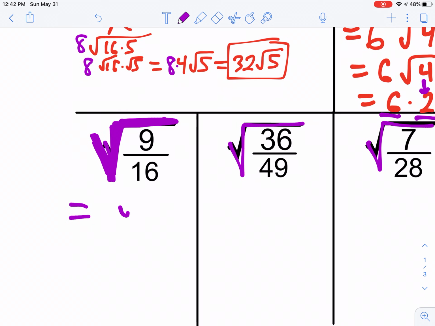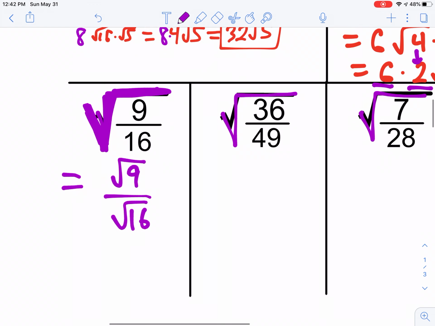So what you do is you just break up the radical. Square root of 9 over square root of 16. You're allowed to apply that radical to the top and the bottom. And then you just do the square root of 9, which is 3, and the square root of 16, which is 4. Done. 3/4.